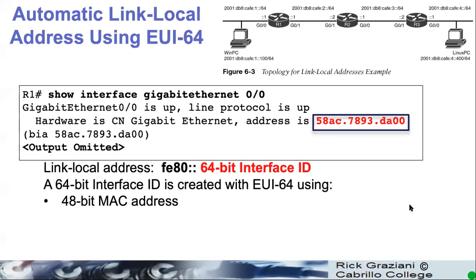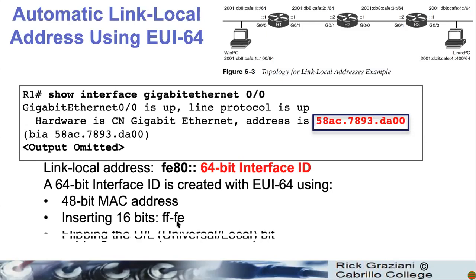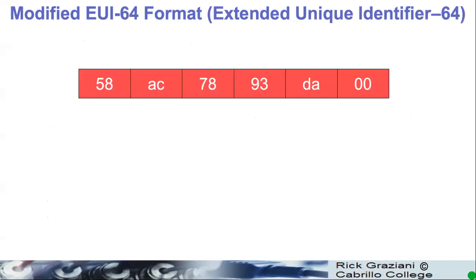As we'll see, it takes the 48-bit MAC address and it's got to turn it into a 64-bit interface ID. So it does that by inserting another 16 bits, FFFE in hex. We're going to see this process in a moment. And it flips one of the bits called the universal local bit. So let's take a look.